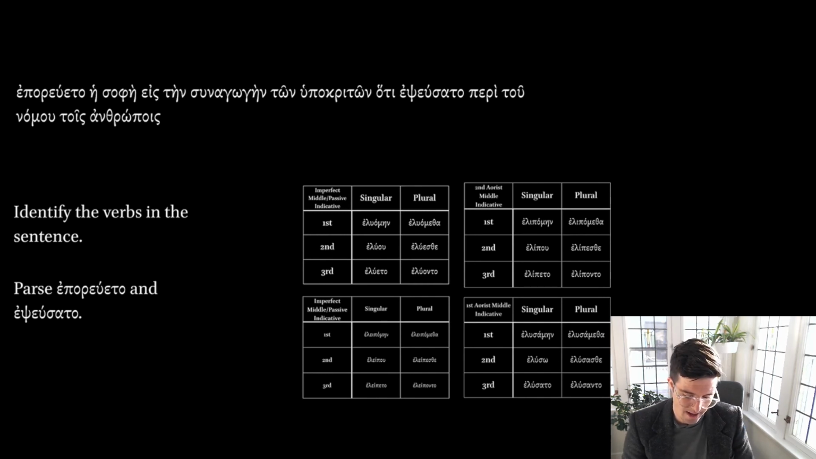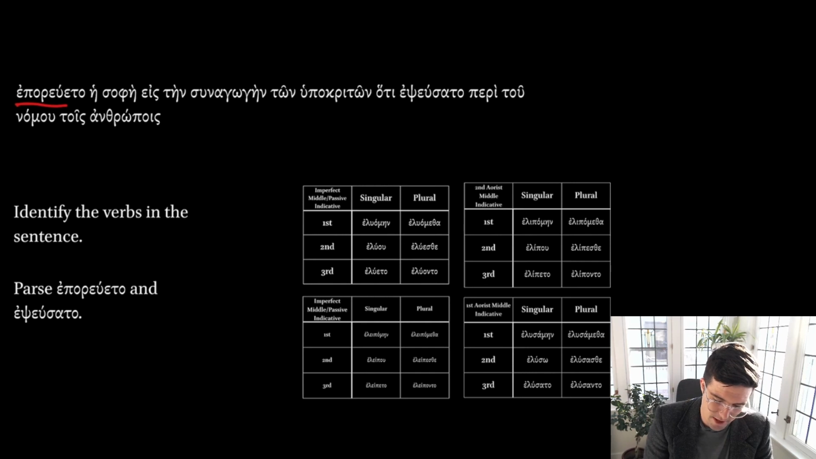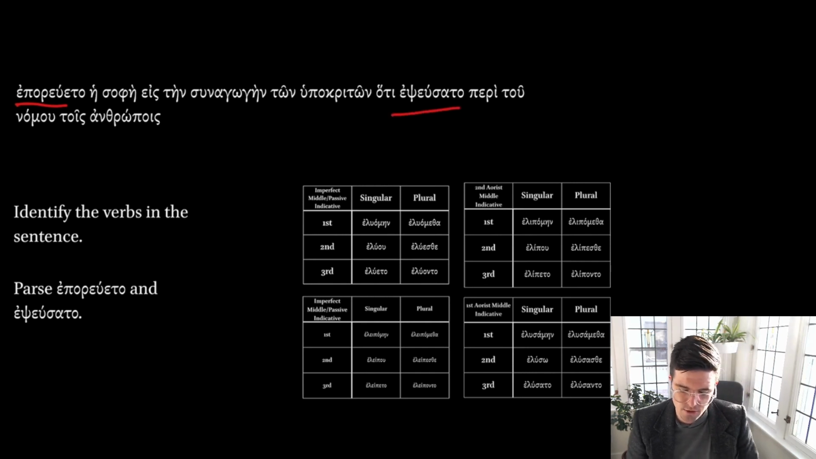And our verbs are going to be eporeuthēsan, the very first word in the sentence, and then epseusanto. And the next thing I'm going to ask you to do is, given the paradigms that we've introduced in this video, to go ahead and parse eporeuthēsan and epseusanto. And I will go ahead and do the same thing as you pause the lecture.